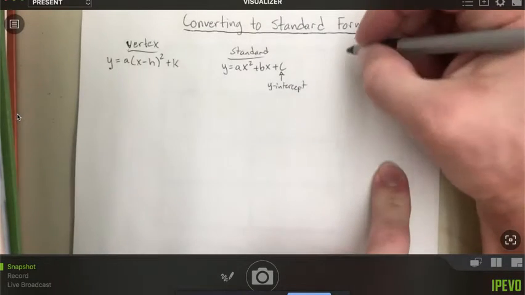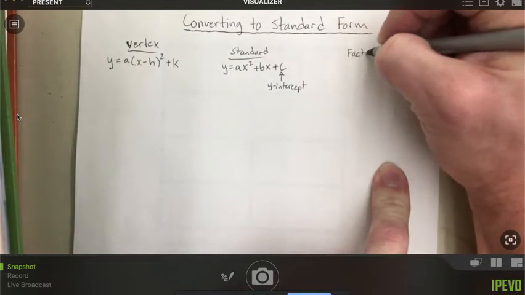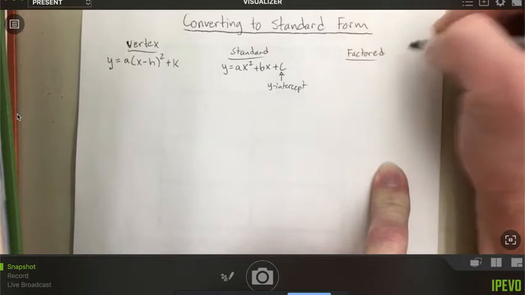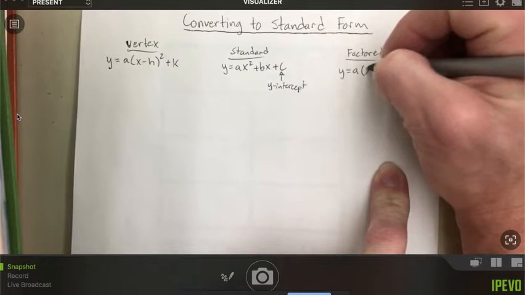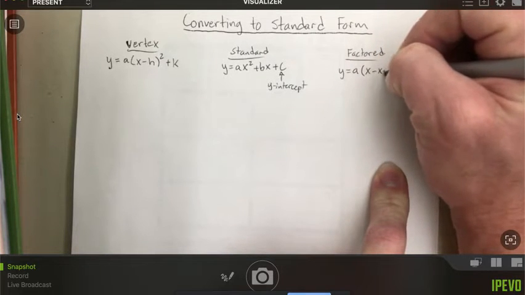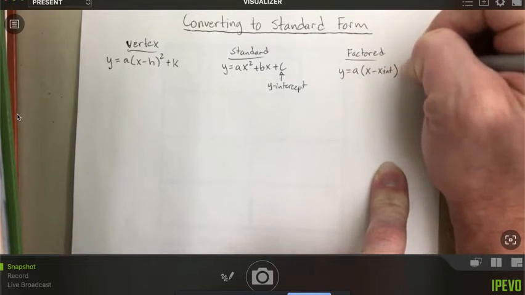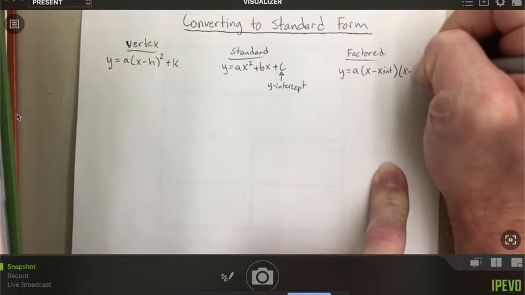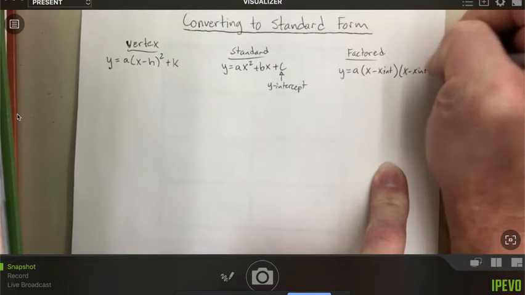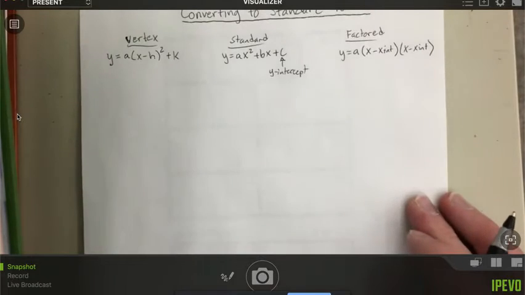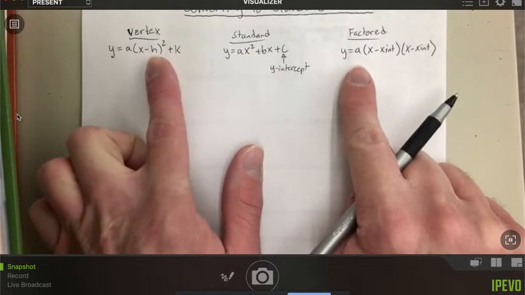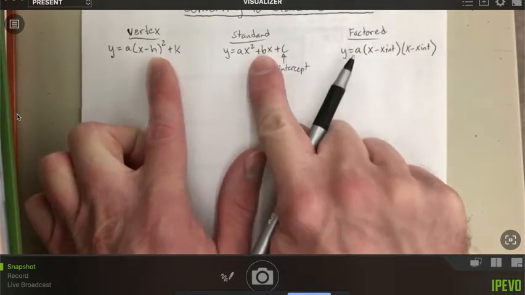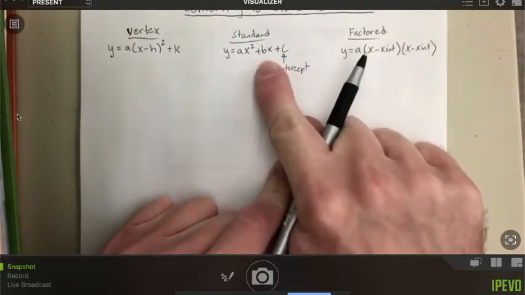And then finally, we had our factored form, where y equals a times x minus one of the x-intercepts times x minus the other x-intercept. All right, those are our three forms. So our goal is to go from vertex to standard and also to go from factored to standard.